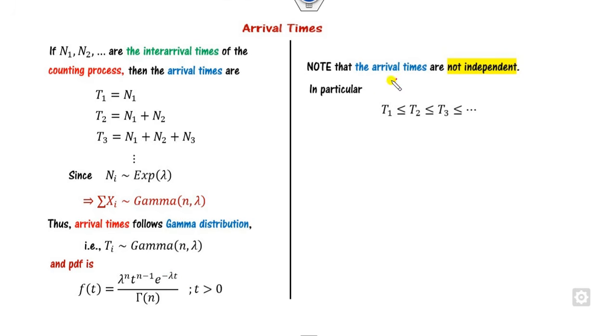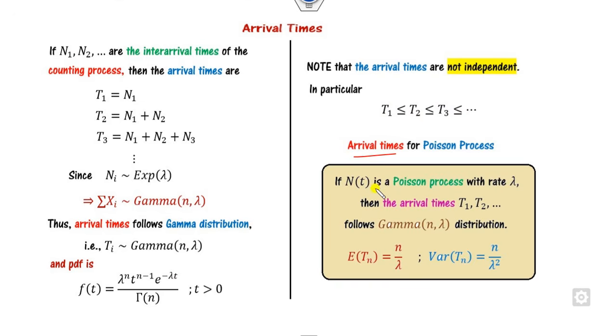Or clearly, these arrival times are not independent. Why? Because clearly T1 is less than T2, both are dependent on each other. That means whenever you have the Poisson process, arrival time will follow the gamma distribution, while the inter-arrival times follow the exponential distribution. And how can you find the mean of this? So how can you find the mean of T_n, that is nothing but the sum of the means of n_i. But the n_i are inter-arrival times, so they follow the exponential distribution. Exponential distribution has a mean 1 by lambda.